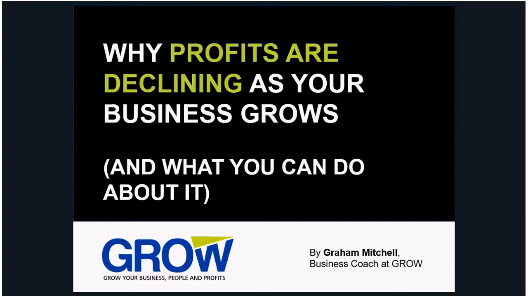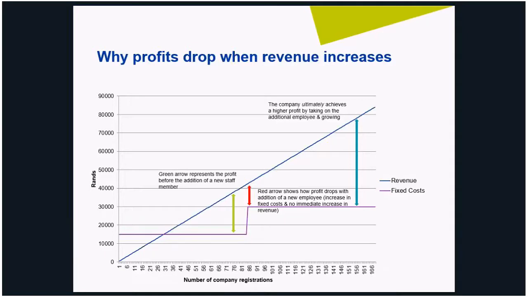And so the best way to look at this is to look at the following simple example. On the screen you have a graph of a company. This company does company registrations. It charges 500 Rand per registration and has a single employee earning 15,000 Rand a month. That employee can do up to 84 registrations a month. And so the company pays 15,000 Rand for the employee, and at its maximum capacity, it can generate 42,000 Rand a month in revenue and make a 27,000 Rand profit.